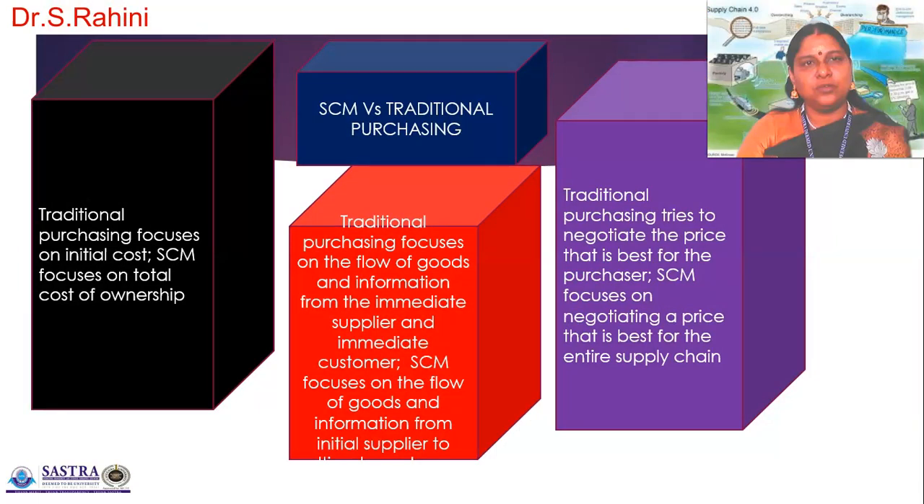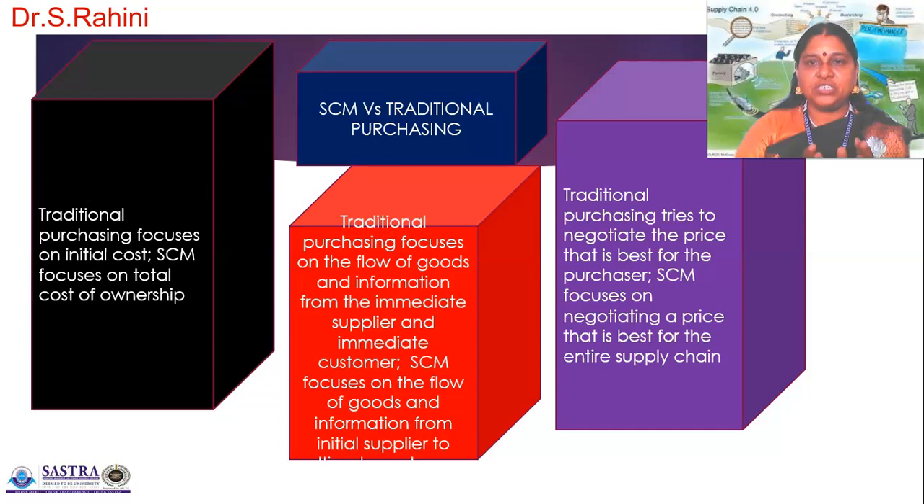model of responsiveness. And the SCM versus traditional purchasing methodology. So traditional purchasing usually focuses on initial cost. They will never talk about the other cost. But SCM focuses on total cost of ownership. How you are going to procure the material, how you are going to reach the material safely with quicker timings, all those things. And traditional purchasing focuses on the flow of goods and information from immediate supplier to the immediate customer. It will never talk about the manufacturing cycle or the procurement cycle and all. But SCM focuses on the flow of goods and information from initial supplier to the end consumer.